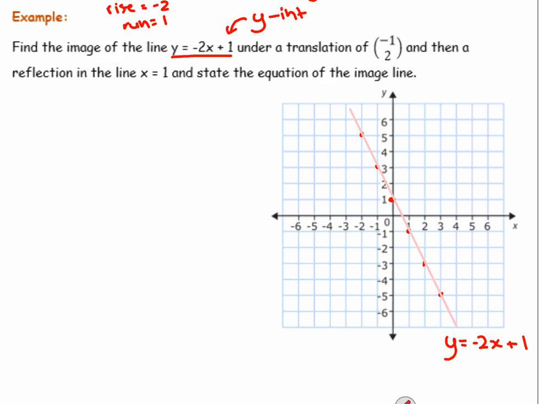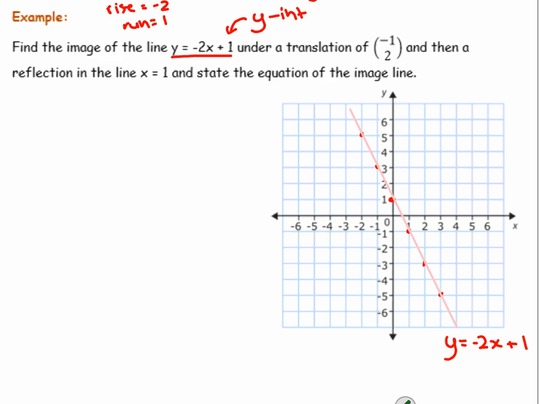Now what we need to do is, you might want to use a pencil, something erasable, because first of all we've got to do a translation of negative 1 and 2. So let's do that to each point. This is not the image line we're producing, because the image line then has to be produced by the reflection of the translated line across the line x equals 1. So let's first of all do it in green, just to show it's an intermediate kind of line.